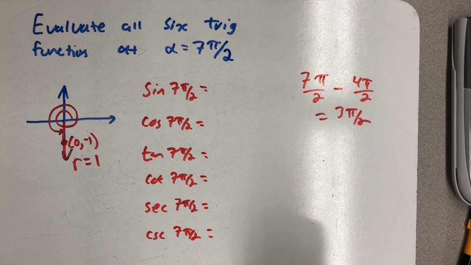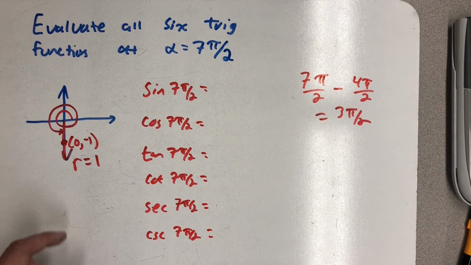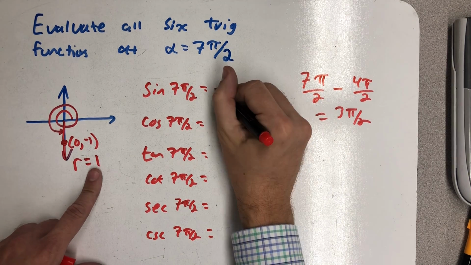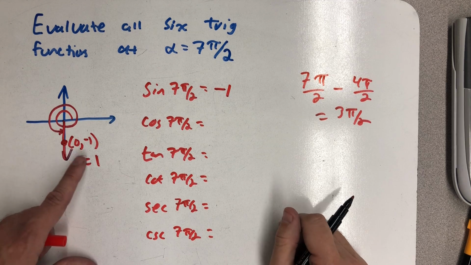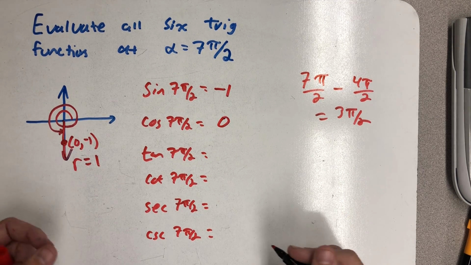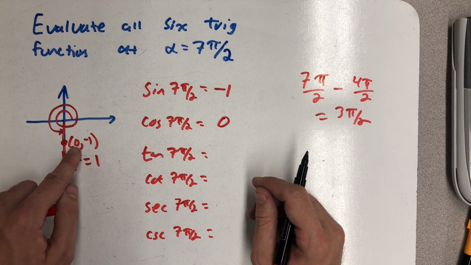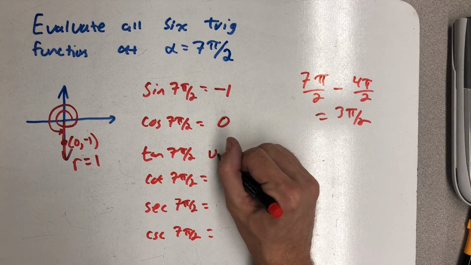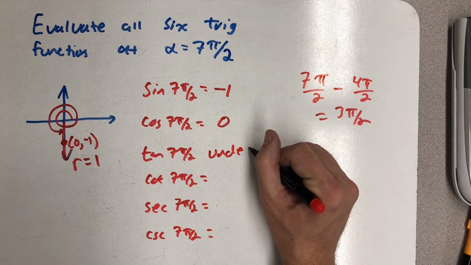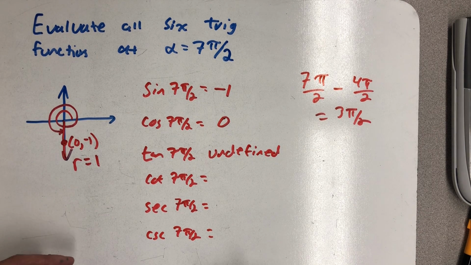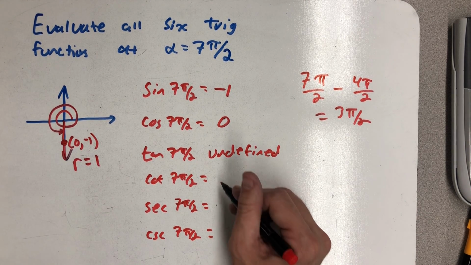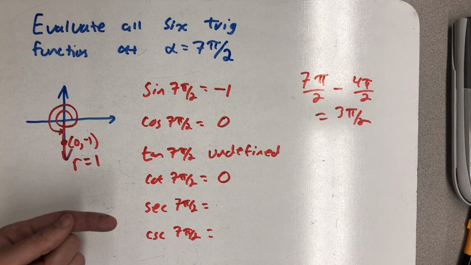All right. Sine of 7 pi over 2, well, that's the y over the r, minus 1. Cosine of 7 pi over 2, the x over the r, 0. Tangent, supposed to be the y over the x. Well, can't divide by 0. That's one of the spots where tangent is undefined. The cotangent of 7 pi over 2 would be the x over the y. 0 divided by minus 1 is 0.